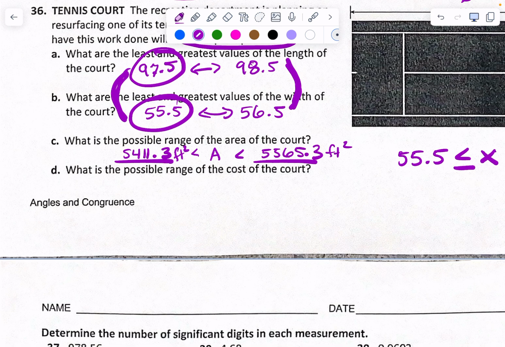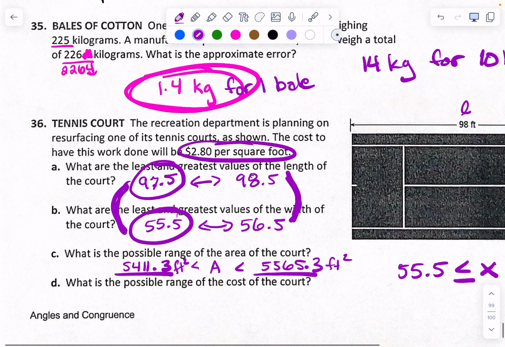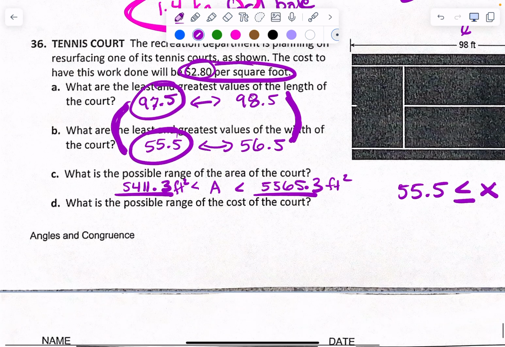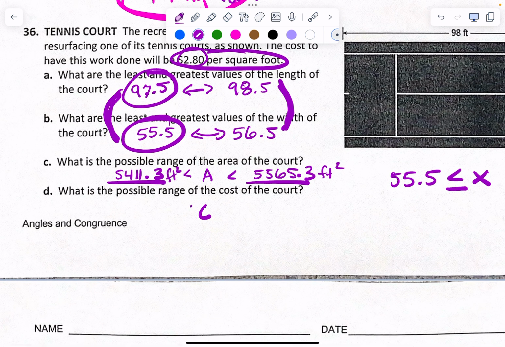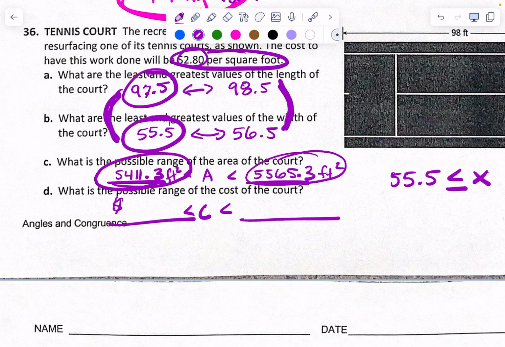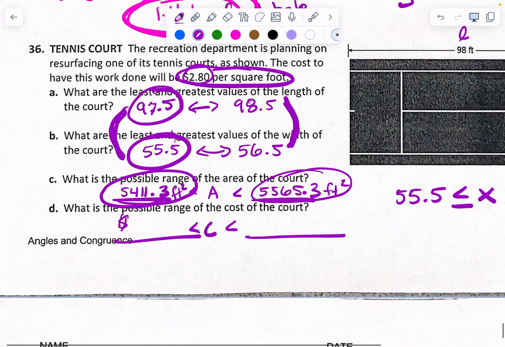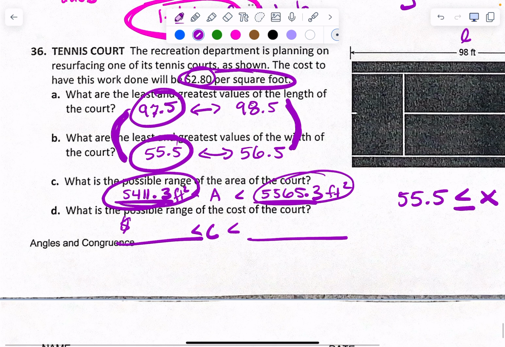Got it? Okay. What is the possible range for the cost of the court? It is $2.80 per square foot. So how do I figure this out? Take 5,411 and divide this number by $2.80. Tell me what you get. Multiply, because I'm just trying to see if you're awake. $15,151.64. Whoa, 15,000 bucks.